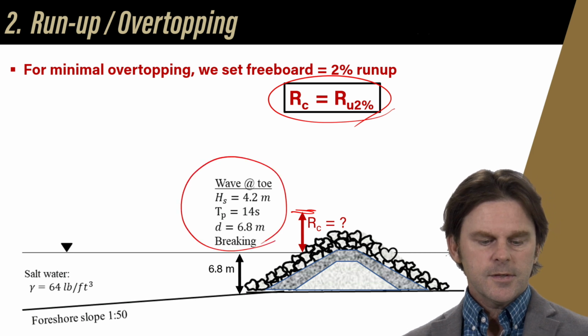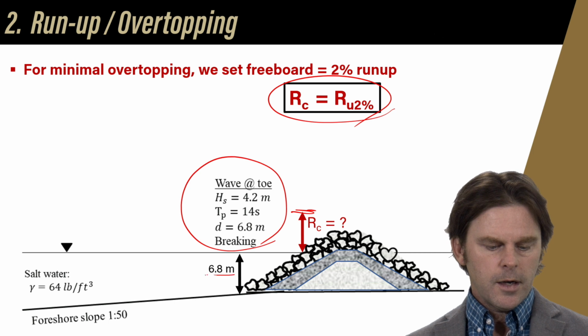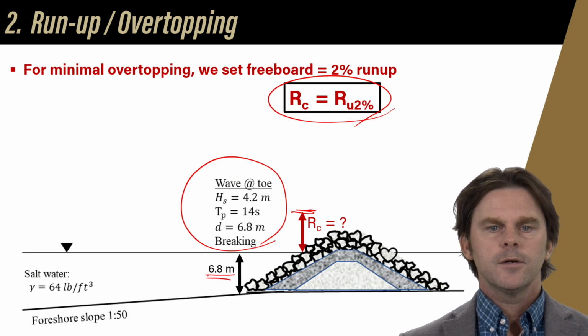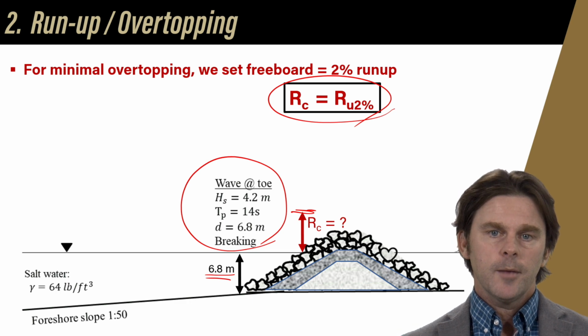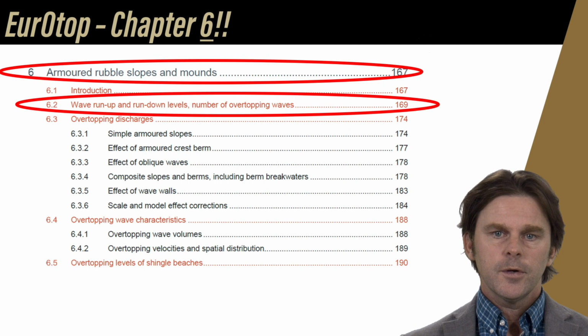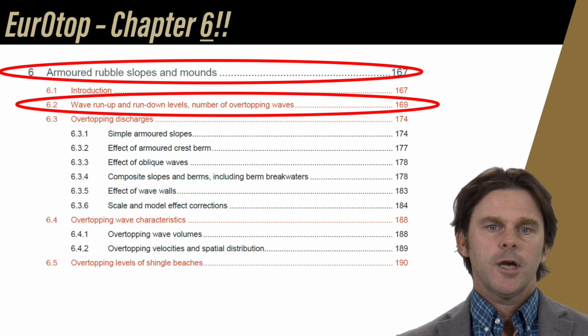Our wave at the toe is the deep water case. We have the deep water depth here, the 6.8 meters, and the 4.2 meter wave height. And now we just need to calculate the run-up. Hopefully this is kind of familiar to you. We go to Eurotop Chapter 6.